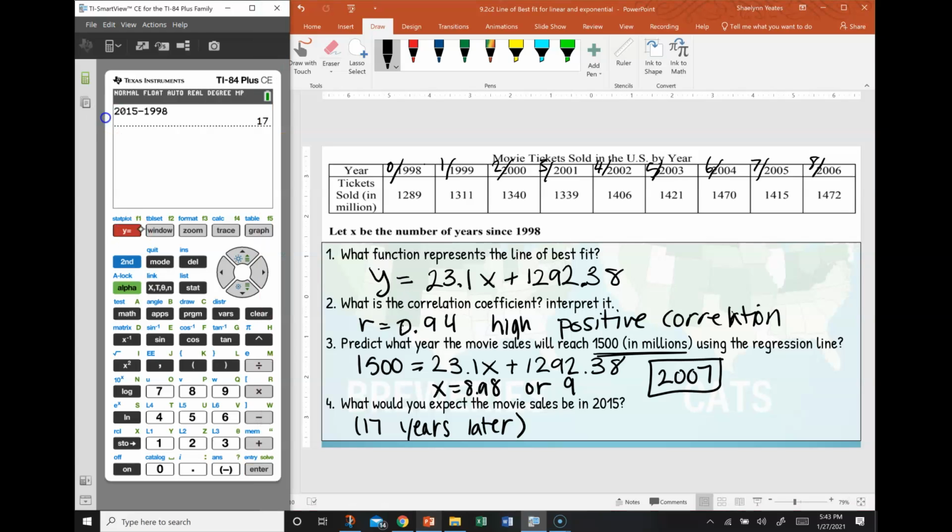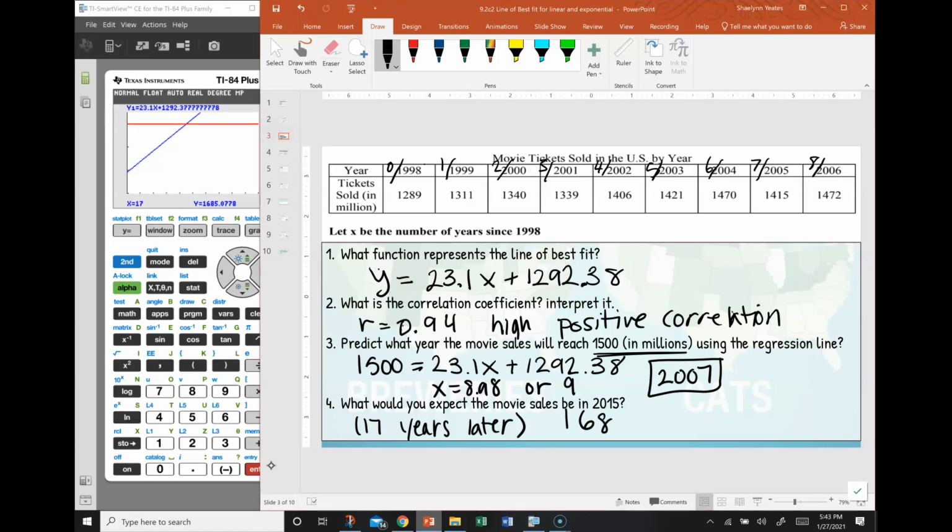Okay? So I'm going to go to my y equals. I'm going to go to my graph, and I'm going to hit trace. And I want to do 17, and I hit enter. And that's 1,685 million tickets sold, if you want to write sold.